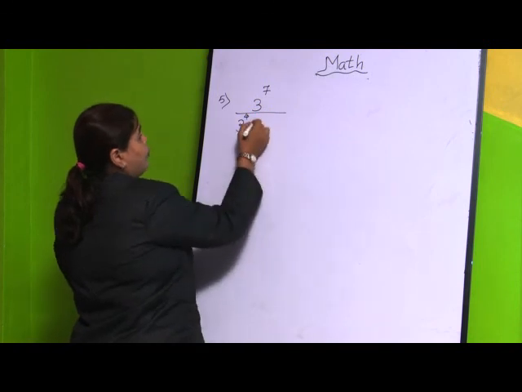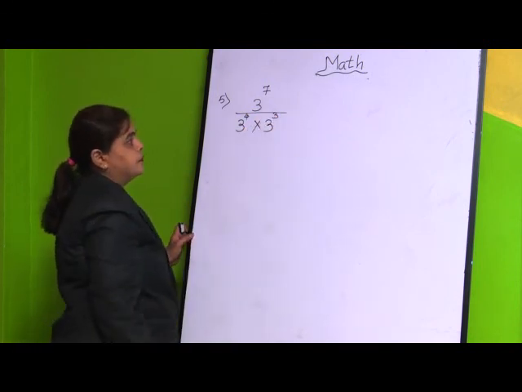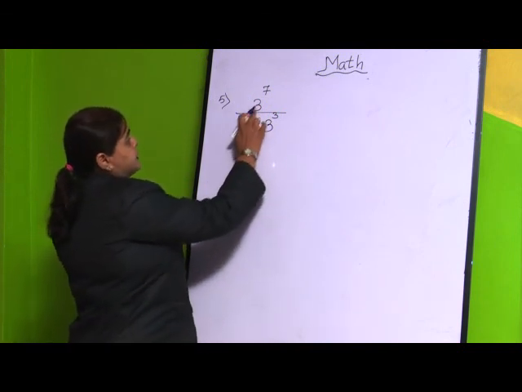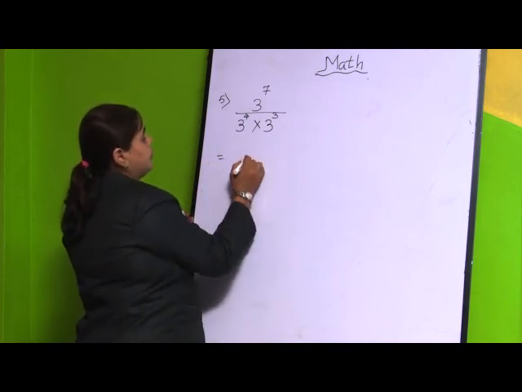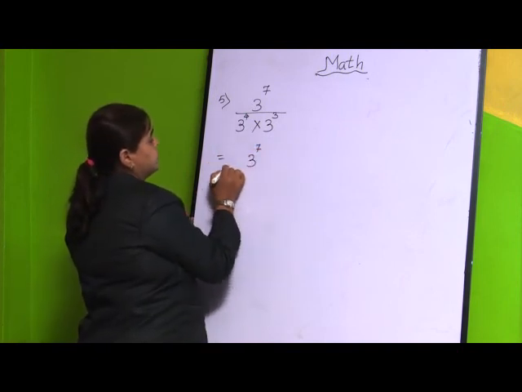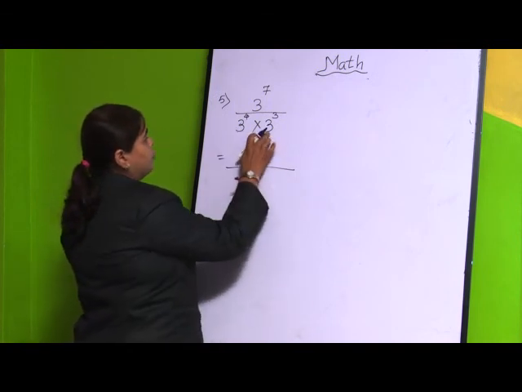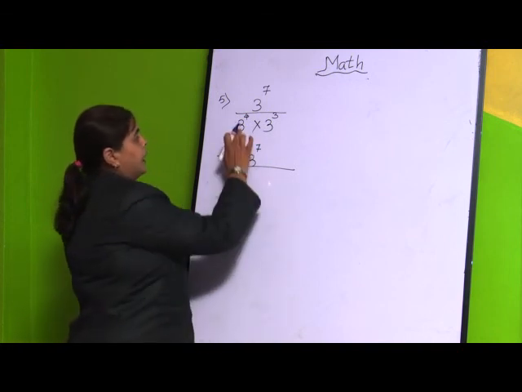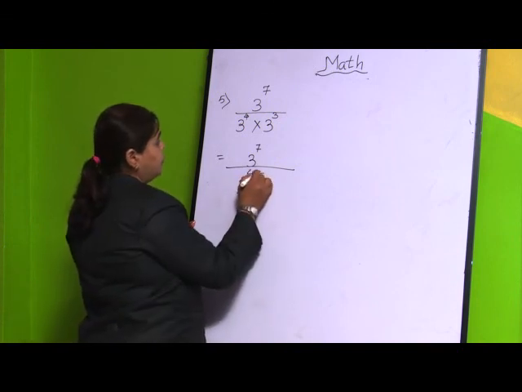So, we will have one more example: 3 raised to the power of 7 upon 3 raised to the power of 4 into 3 raised to the power of 3. It is very easy. What will we write? All the bases are same. Step by step we will do it. First we will write as it is 3 raised to the power of 7. Here both the bases are same, so we will write a common base and powers will be added. So, we write 4 plus 3.